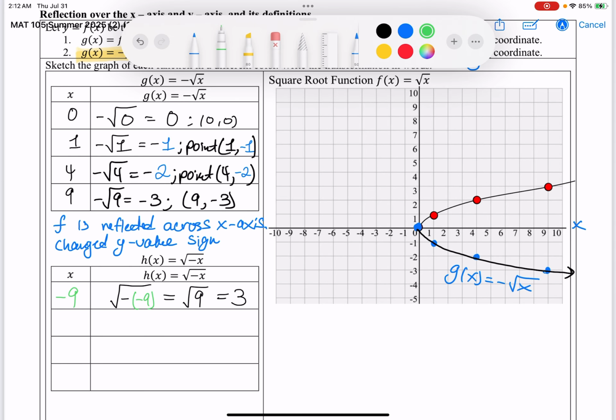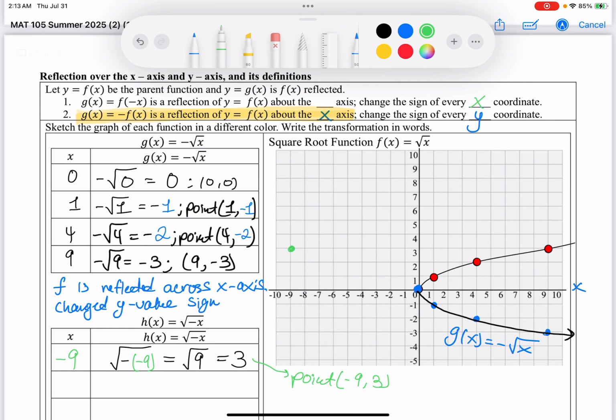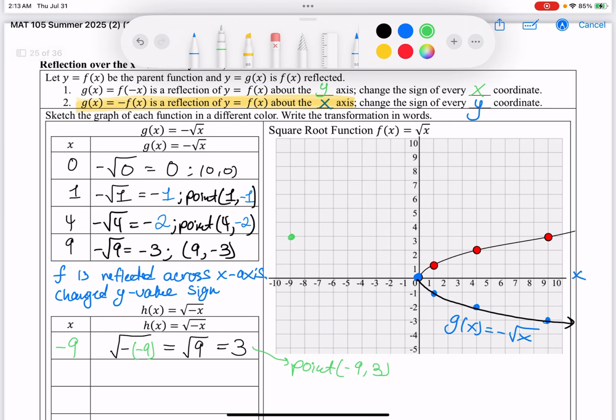So that's going to be the point. I'm going to go down here. Point of -9, 3. -9, 3. That is on the far side of quadrant 2. In relation to the parent function, the y value stayed the same, but the x value changed its sign. So we changed the sign of every x coordinate. That's a reflection about the y-axis. I'll put that there for right now, and let's just verify that's true.